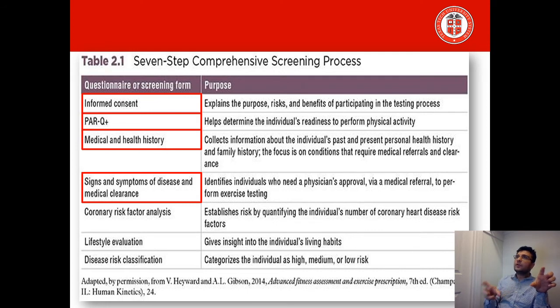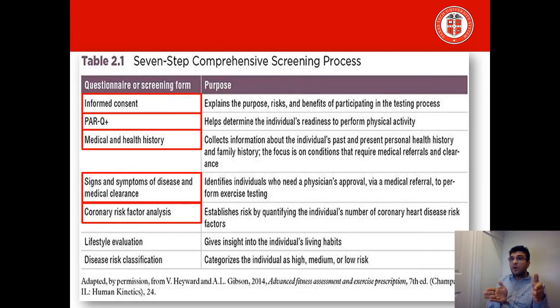Then you want to focus on the current signs and symptoms by again asking questions which help you to identify whether you need a physician's approval, or whether that person has consulted a physician for those symptoms or signs if they are persisting. The main focus is on the coronary risk factor analysis, because at the end, once you are making somebody exercise, you are putting his cardiovascular system into doing more work.